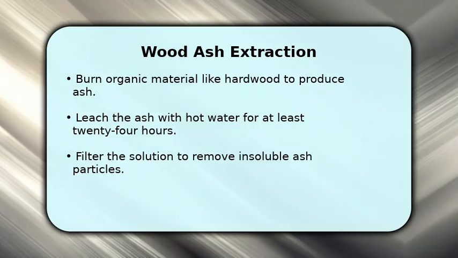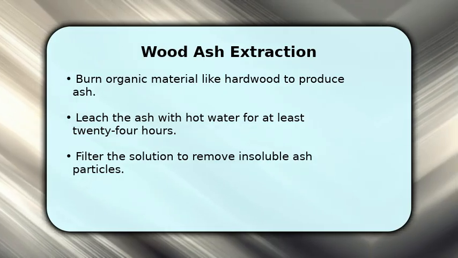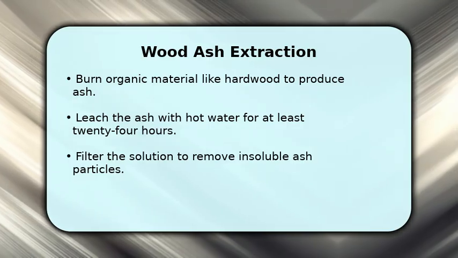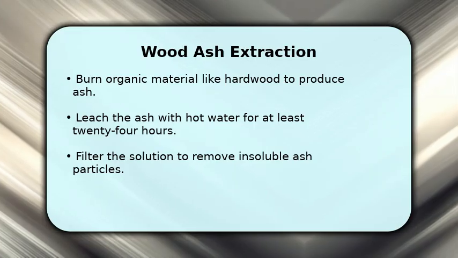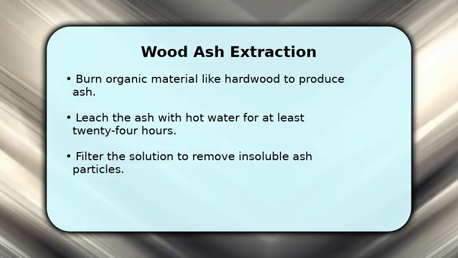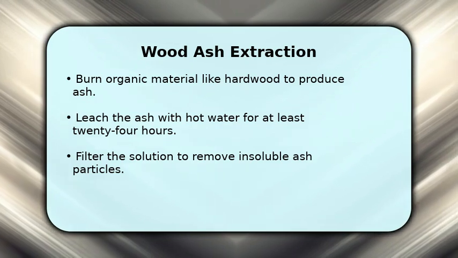Next, transfer this ash into a container and cover it completely with hot water, allowing it to soak for at least 24 hours. Then, carefully filter the liquid to separate the dissolved compound from any remaining insoluble ash. Finally, gently boil the filtered solution to evaporate the water, leaving behind crude potassium carbonate crystals.